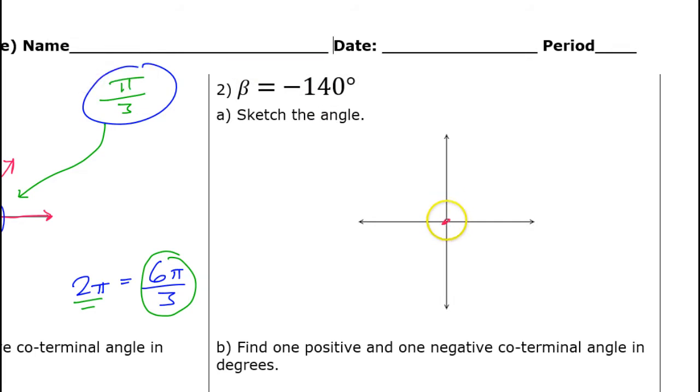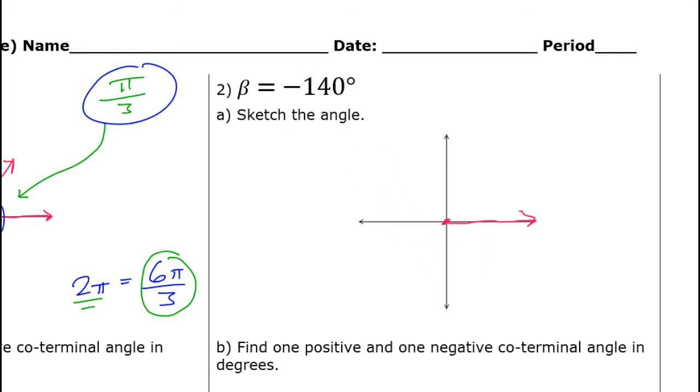So standard position. Of course our initial side is going to be here, the positive x-axis. Now, negative 140 degrees. If I went this far, that would be negative 180 degrees, all the way to the straight line. That's like a semicircle. That's too far. And if I were to stop here, that would be negative 90 degrees. So negative 140 is going to be somewhere between negative 90 and negative 180.